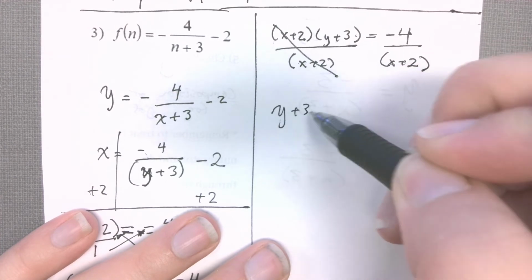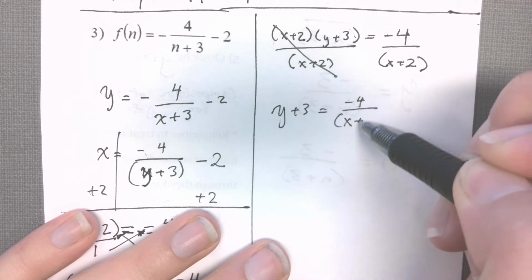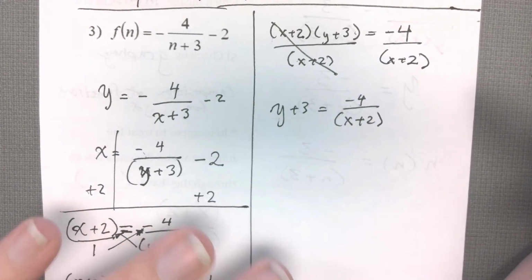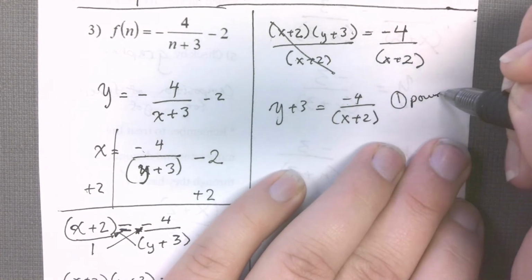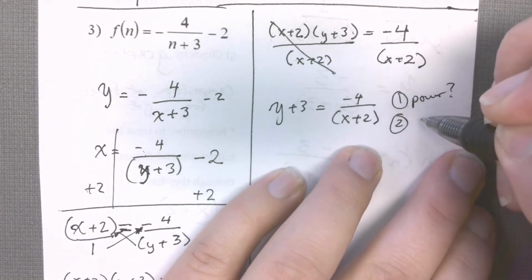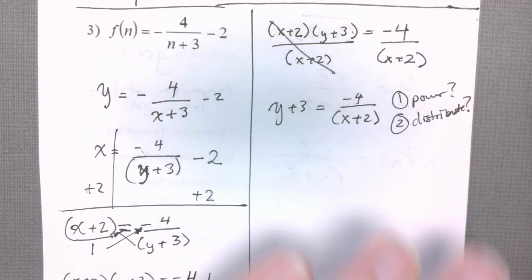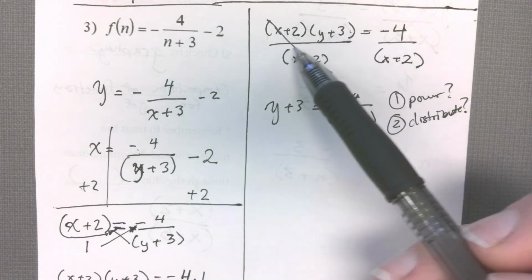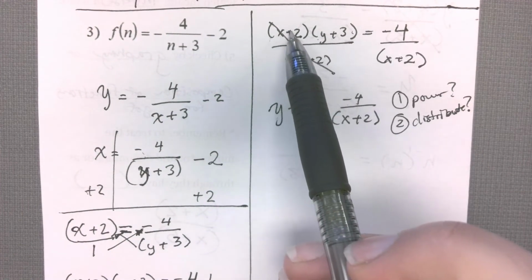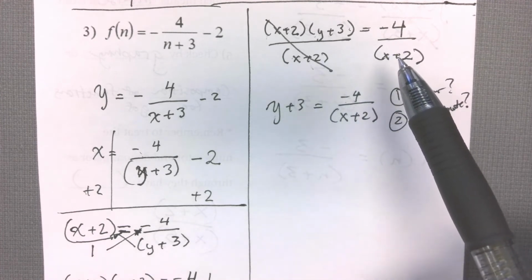Do I need the parentheses on the y plus 3 anymore? No. How can I tell? You're checking for 2 things on parentheses. 1, is there a power? Is there anything distributing? If you don't have those 2 things, you don't need them. So I've got no power left. I've got nothing multiplied by it. I needed it when this was multiplying, but since we divided that and it's gone, I don't need it anymore.